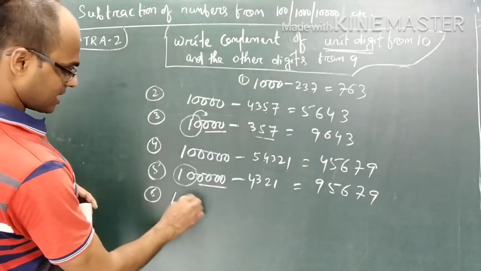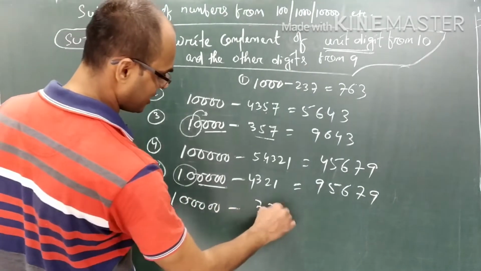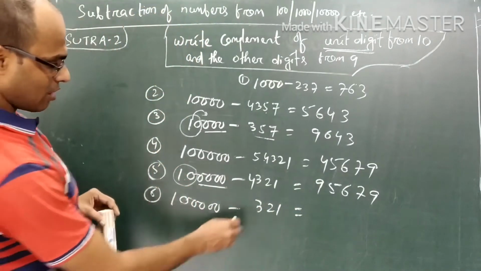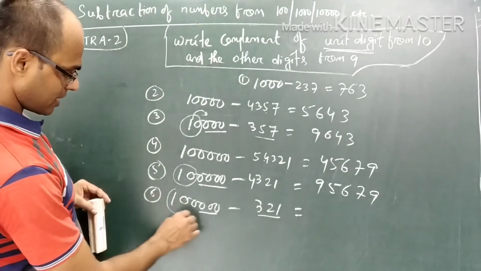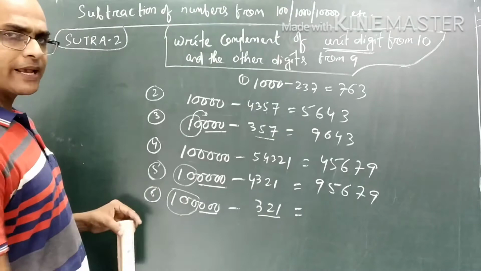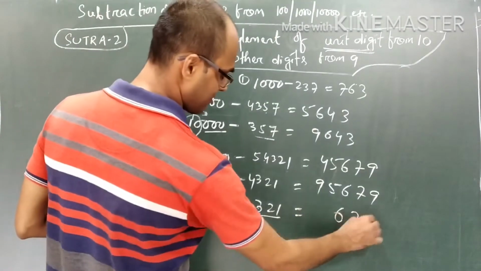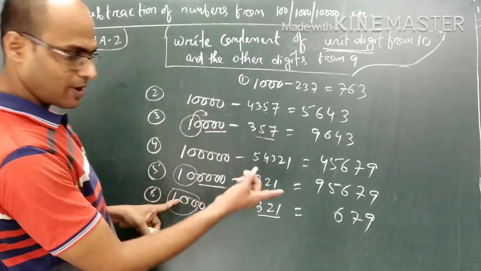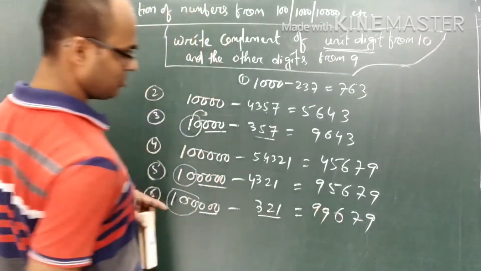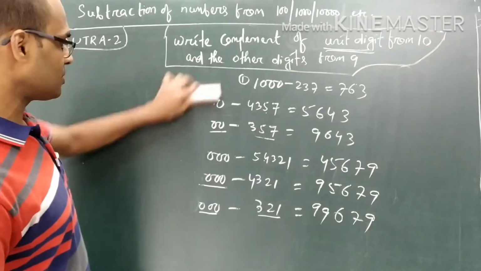Let's take the next one: 100000 minus 321, suppose. Now here you have 3 digits, so you take 3 digits here. Now 100 will be taken care of. 9 minus 3 is 6, 9 minus 2 is 7, 10 minus 1 is 9. From 100 you have taken 1 carry, which means 99 will be the answer. Let us take some more examples.